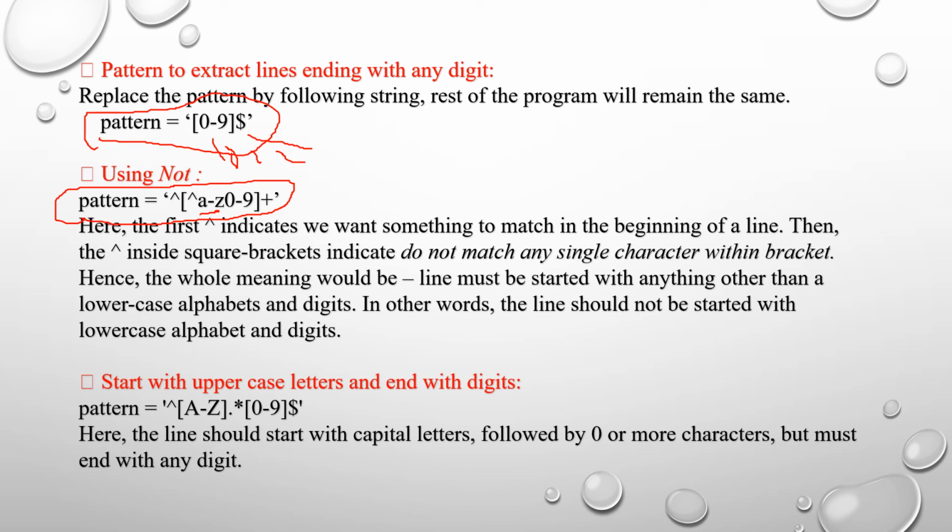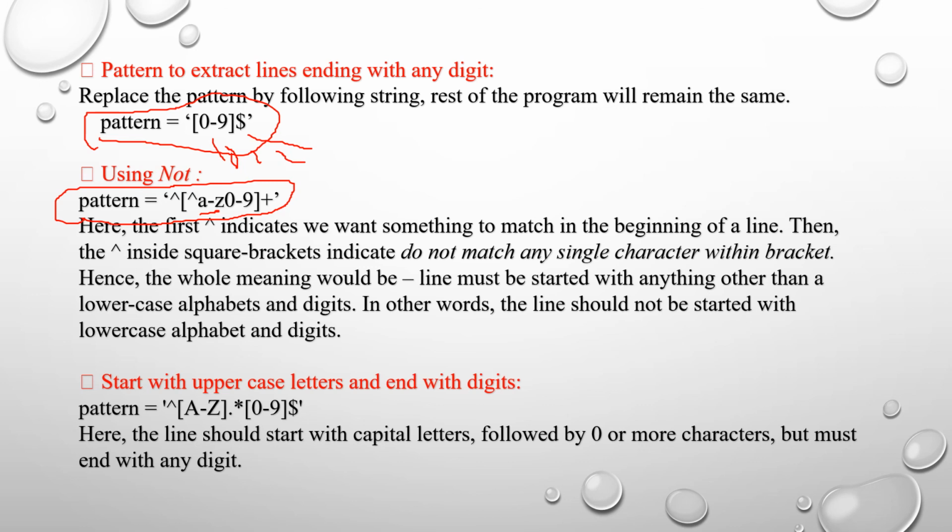Here the first caret indicates we want something to match at the beginning of a line. Then the caret inside the square bracket indicates do not match any single character within the bracket. So the whole meaning is that the line must start with anything other than lowercase alphabets and digits. In other words, the line should not start with lowercase alphabets and digits.